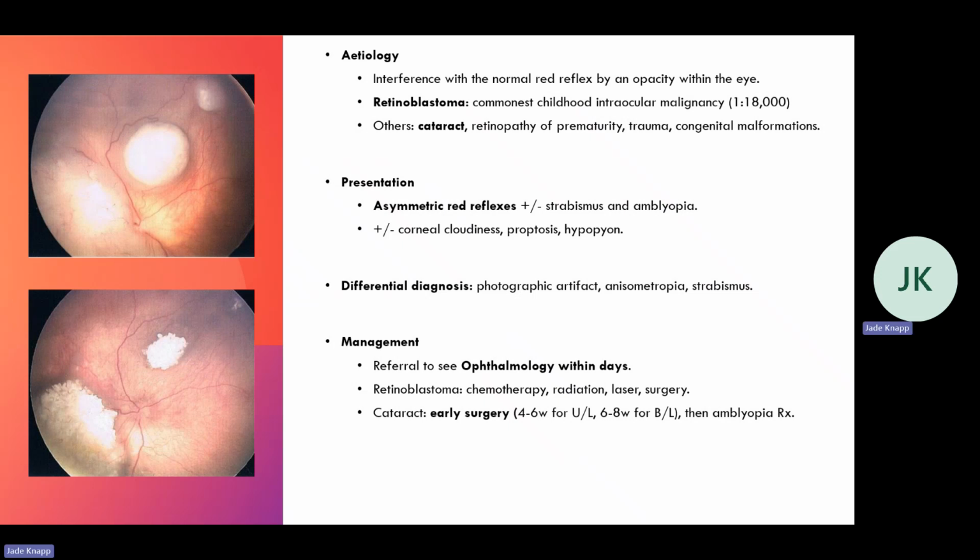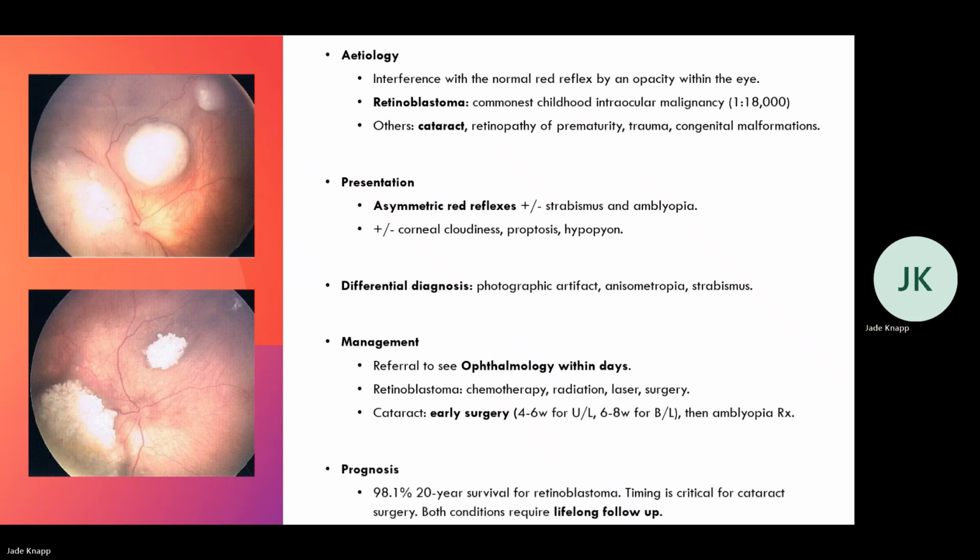Other questions about any of that? No. So early surgery: 4 to 6 weeks for unilateral cataract, 6 to 8 weeks for bilateral cataract, followed by aggressive amblyopia treatment very often. There was a paper that came out, I think, last year or this year that showed in Australia a very good 20-year survival for retinoblastoma, but definitely lifelong follow-up. Same for cataract, lifelong follow-up. And do not underestimate how urgent both of them are.